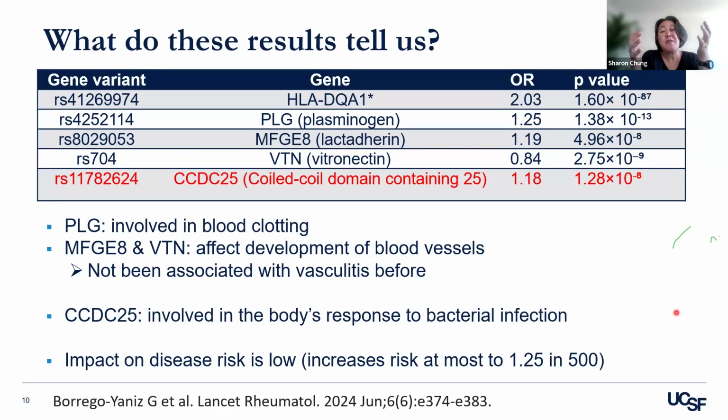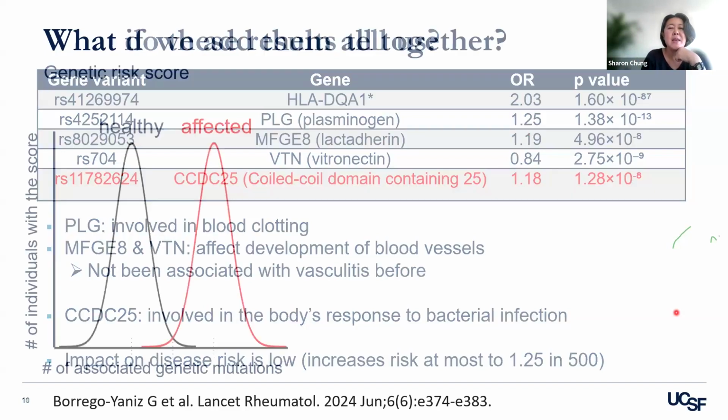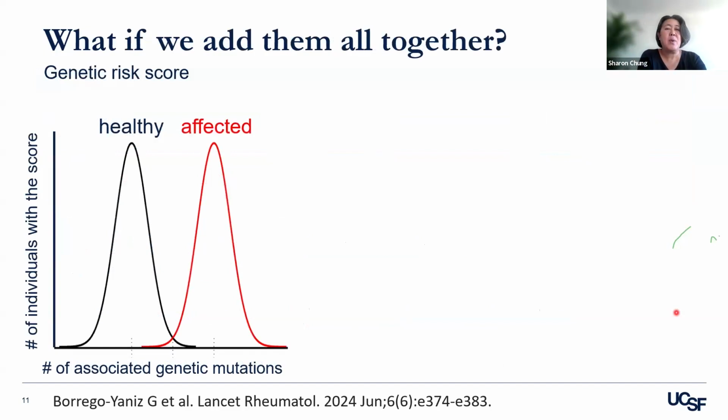But you may ask, well, Sharon, there are 5 genes here. What if we combine them all together? Like, what happens if we combine them all together? Is that a better estimate? Or does that better inform us whether or not somebody's going to develop vasculitis? And that is what we call a genetic risk score. If we develop methods of combining the information we have from all of these different genes, if we add up all these different genes together, can that inform us whether or not somebody is going to develop vasculitis?